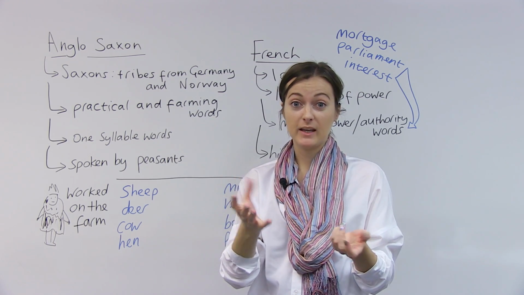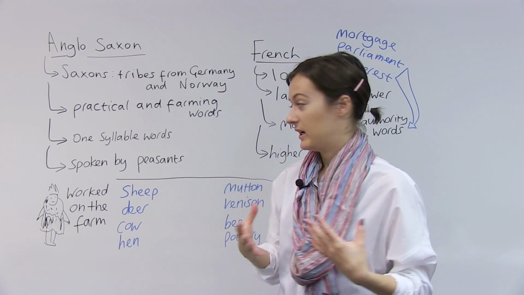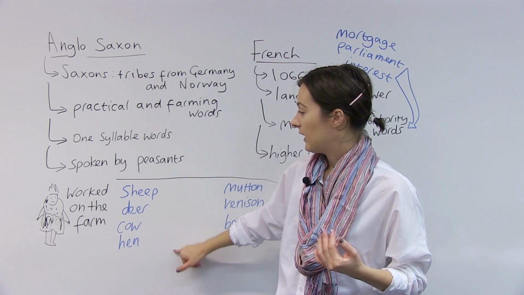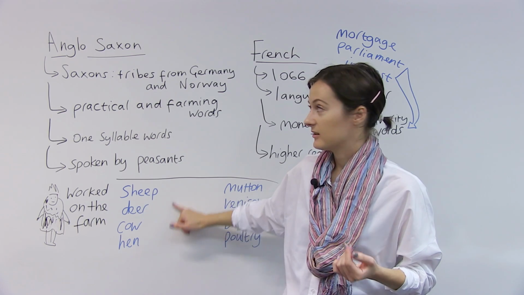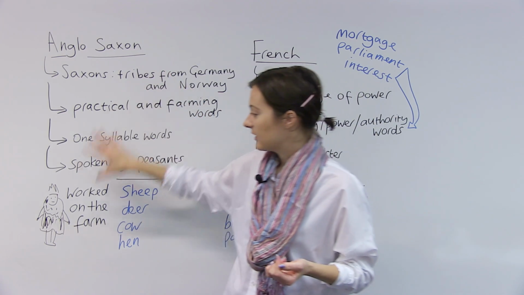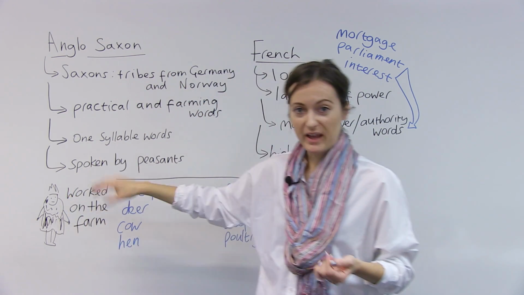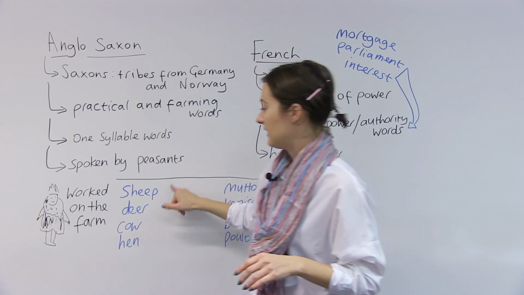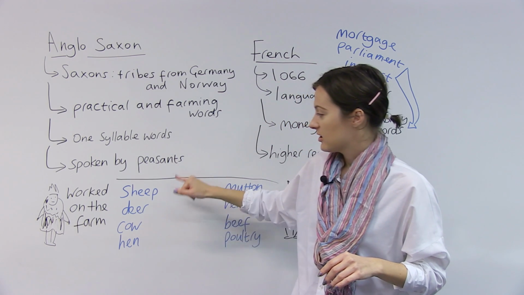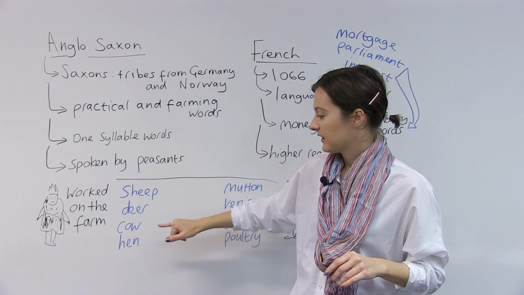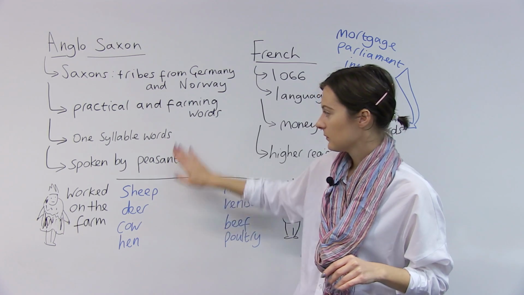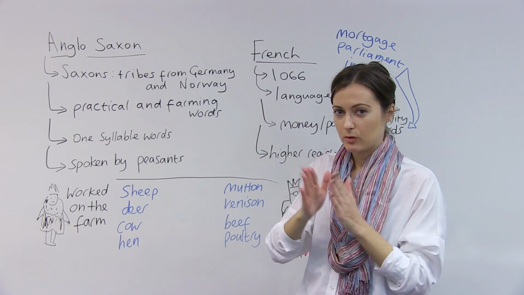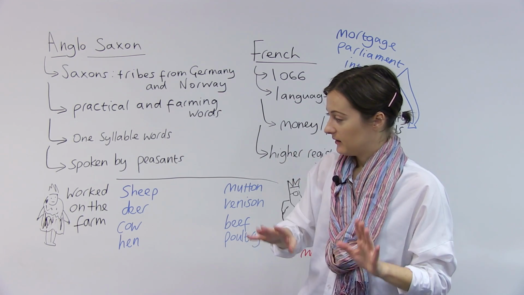It's the same thing, right? Well, in English, we have different words. Here are the words for the animal, and these are Anglo-Saxon words. So the Anglo-Saxons were the peasants, and they were working on the farm with the animals. And these are the words they had for the animals: sheep, deer, cow, hen. One-syllable words, typical sounding short Anglo-Saxon words.